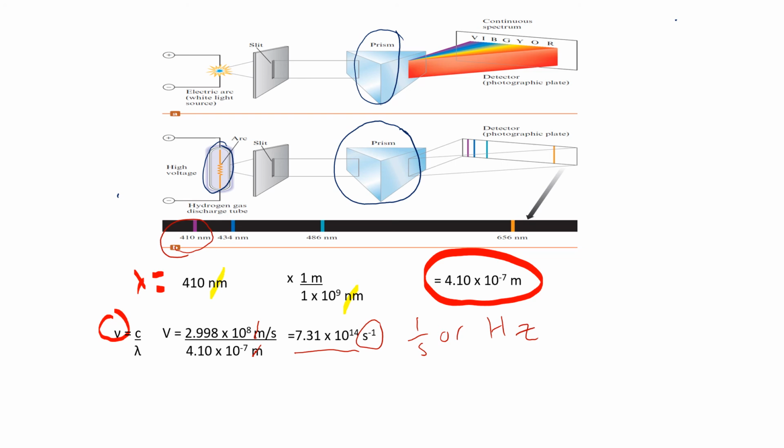A couple of things with frequency. As the frequency goes up, the energy goes up. Remember, wavelength was the opposite: as wavelength went down, the energy goes up. So frequency is a direct relationship. I also want to convert this frequency into energy. How much energy is this frequency and this wavelength at 410 nanometers?